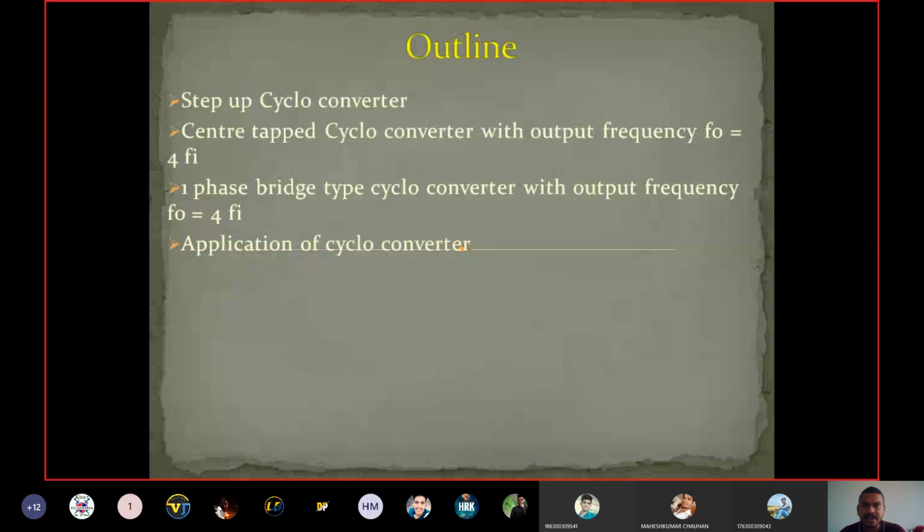Then we will discuss the center tapped cycloconverter with output frequency f0 equal to 4 fi. Then we'll discuss the single phase bridge type cycloconverter with output frequency f0 equal to 4 fi. And last we discuss the applications of the cycloconverter. So these are the contents of today's lecture.